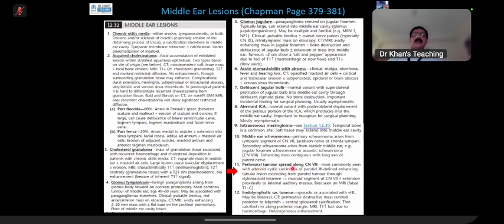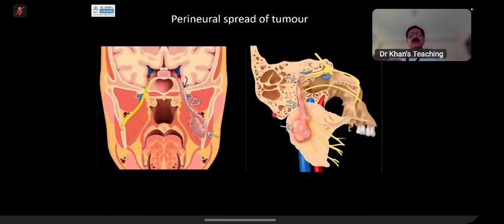Perineural tumor spread around cranial nerve 7, most commonly seen with adenoid cystic carcinoma of the parotid, appears as an ill-defined enhancing tubular lesion extending from the parotid tumor through the stylomastoid foramen, and ultimately it goes into the brain. This concept is important for you.